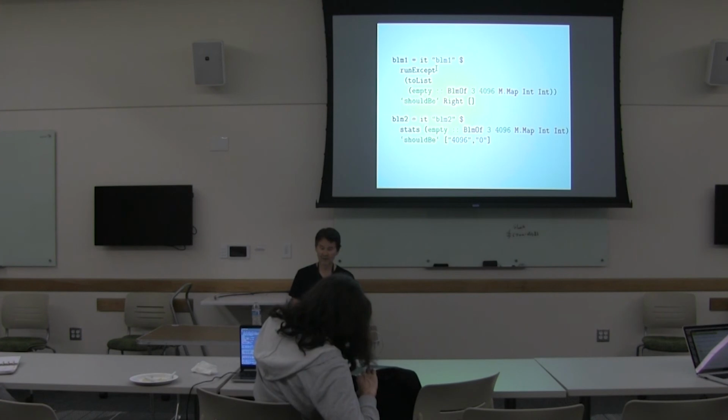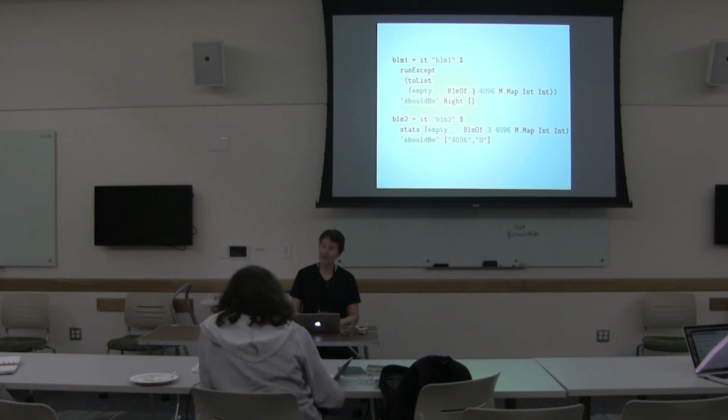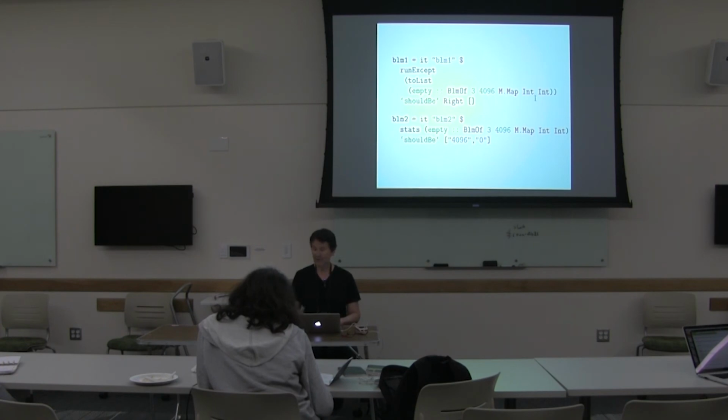I'm creating a bloom, and so I'm actually saying empty. And notice now the type is Bloom of 3. And remember, 3 is now a type. A Bloom of 4096, and then I'm just putting a regular map underneath it. And if I say toList on it, it's right.